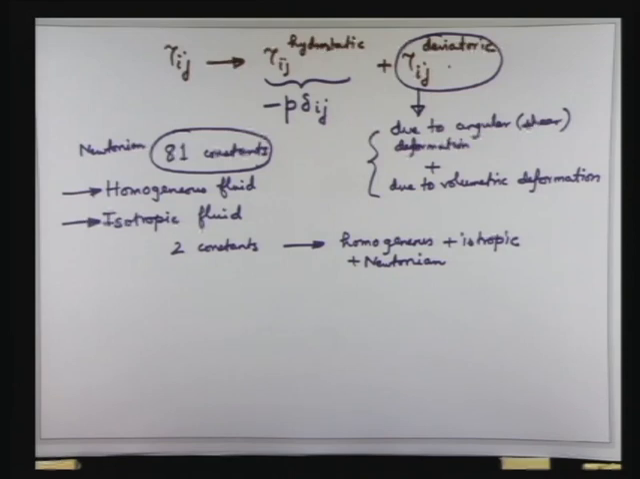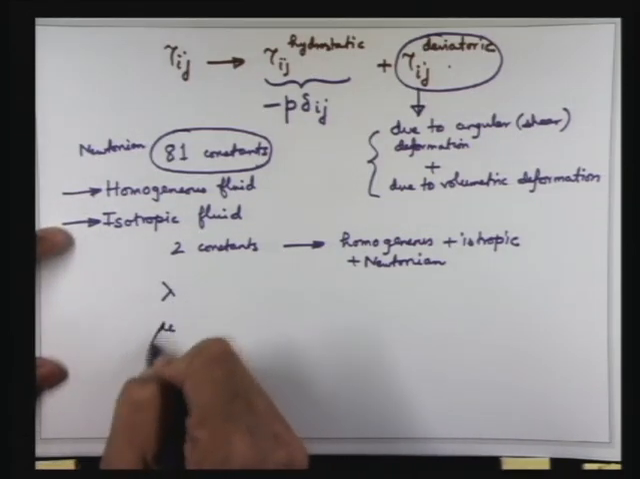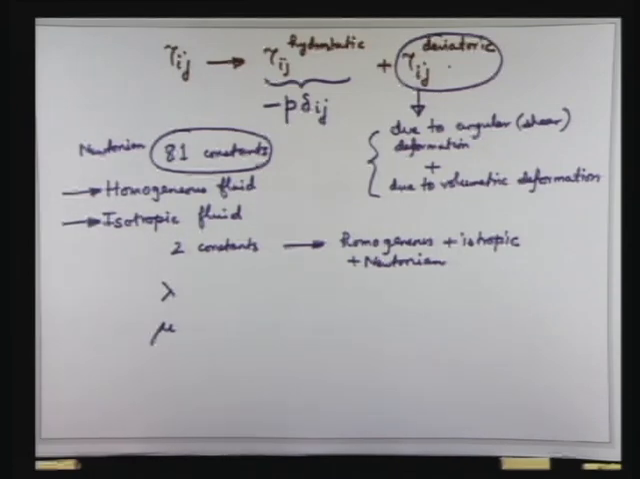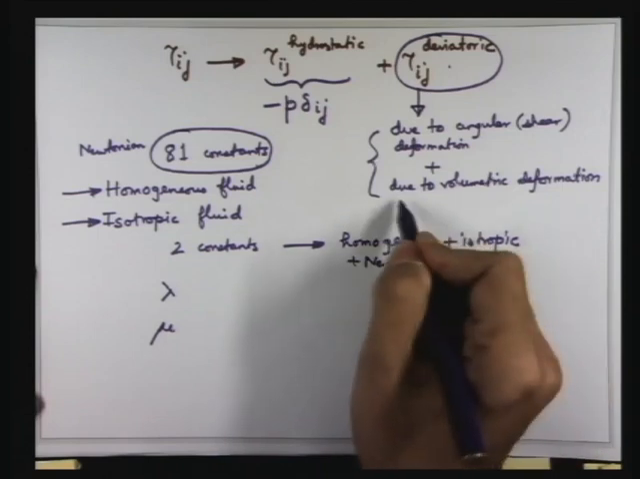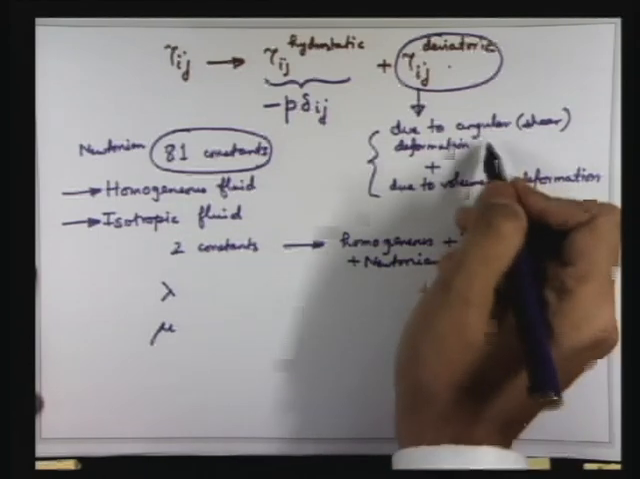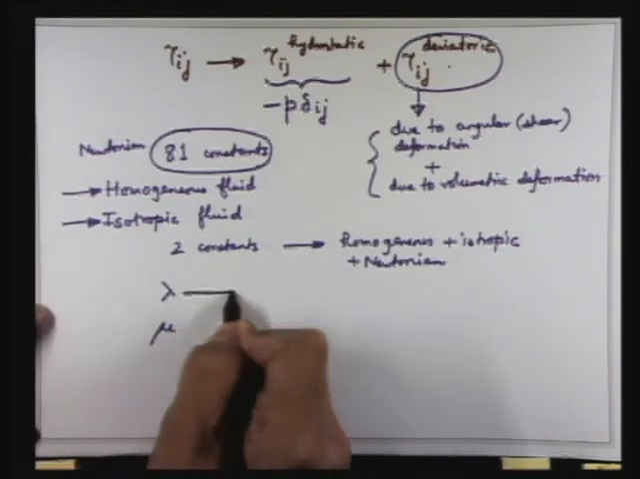Let us call one constant lambda and the other constant mu. Why are lambda and mu different? Because we have two types of deformation: one is volumetric deformation, another is angular deformation. So one constant must be related to angular deformation and one constant must be related to volumetric deformation. Let us say that this lambda is related to volumetric deformation.